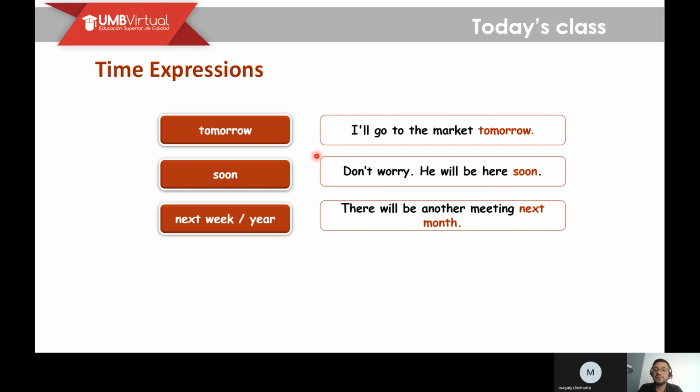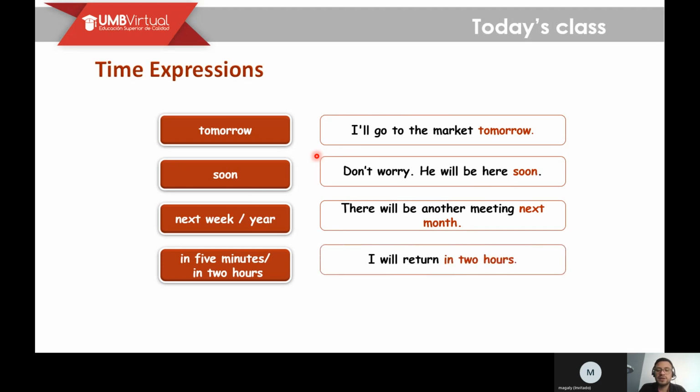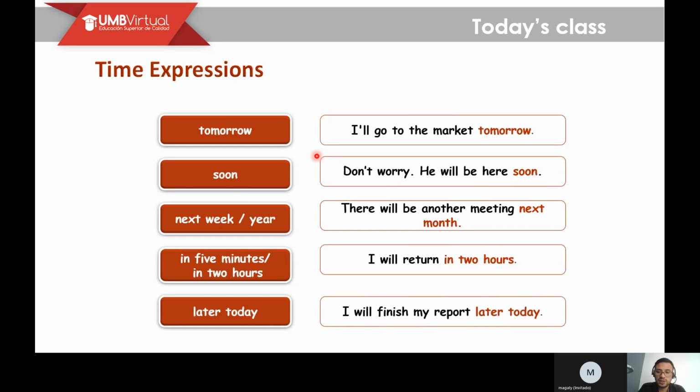We have, for example, next. Next whatever: next minute, next hour, next month, next day, yes, something in the future. There will be another meeting next month. And in a lapse, yeah, in 5 minutes, in 2 hours, in one day. So when you're using that lapse, that is the use of future. Later today, I will finish my report later today.